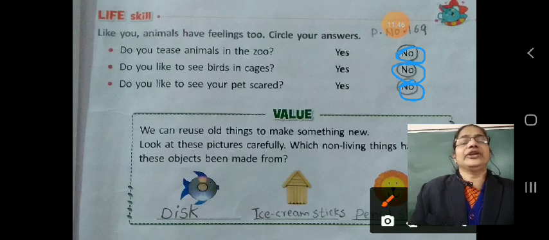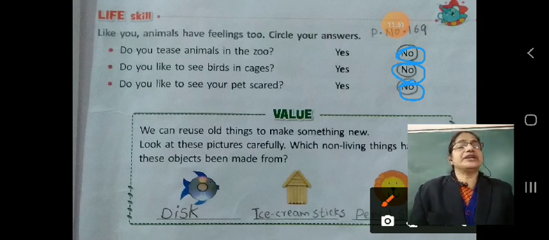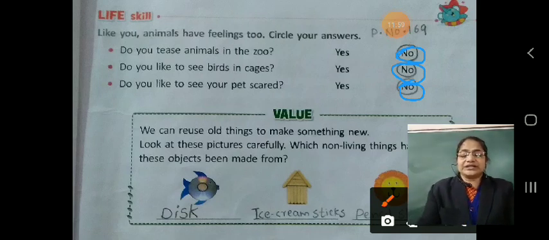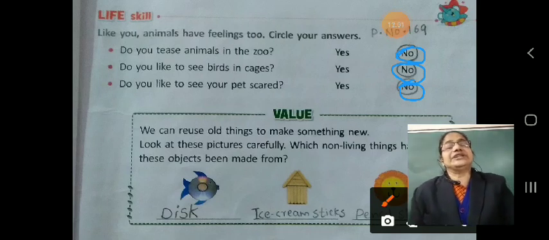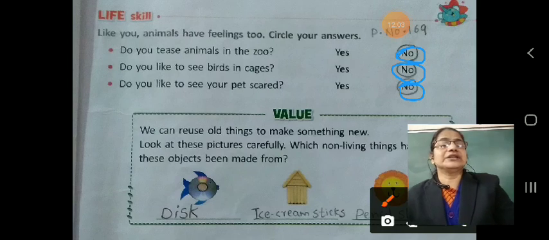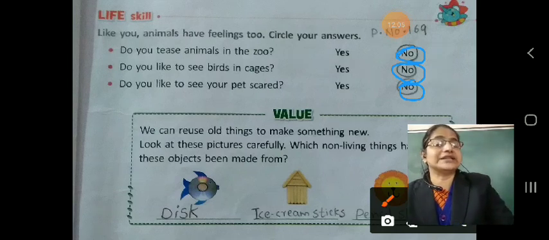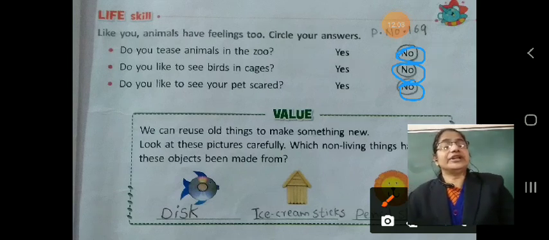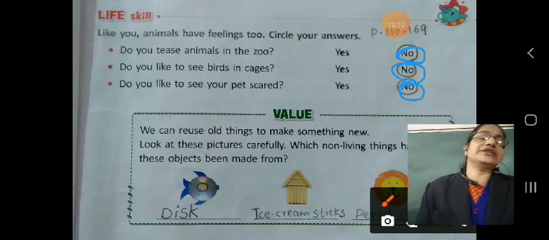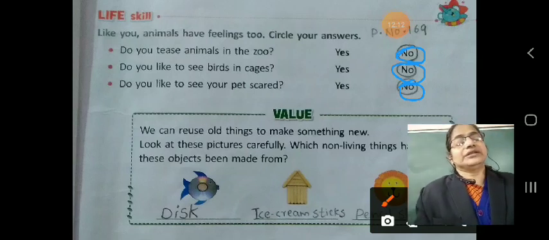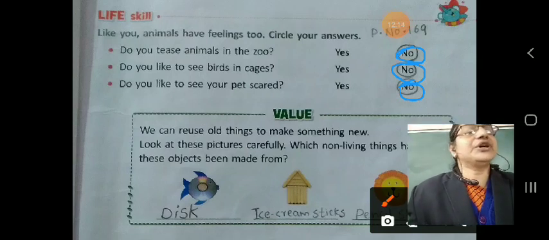Now next one, value. We can reuse old things to make something new. Look at these pictures carefully. Which non-living things have these objects been made from? First, it is made from discs. And second one is ice cream sticks. And third one is pencil shavings. These are the exercises of chapter 2.